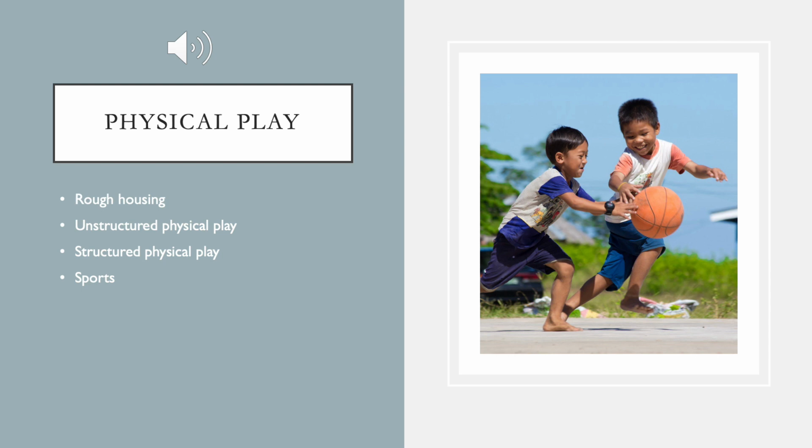Okay, so I thought it would be fun and important to add in a play that's not described in your text, physical play. So this is important in children's play. There are 4 different types of physical play: roughhousing, unstructured physical play, structured physical play, and sports. And children engaging in physical play are learning a lot of valuable skills on how to interact with others, as well as learn about their own bodies.